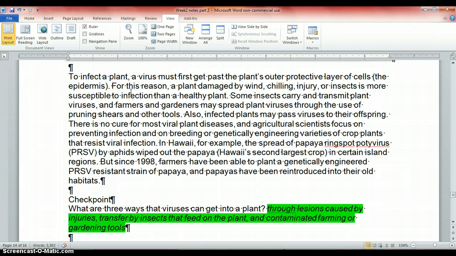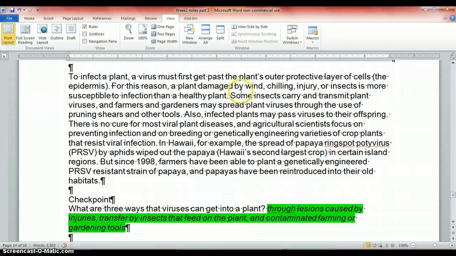Okay, virus infecting a plant. To infect a plant, a virus must get past the plant's outer protective layer of cells, right? The epidermis. If you're doing it with animals, it would be the skin. On plants, it's usually waxy, it depends on the plant, the outside surface, right? This is why if the plant is damaged by chilling, wind, insects, or injury, it is more likely to get a virus than if it's a healthy plant.